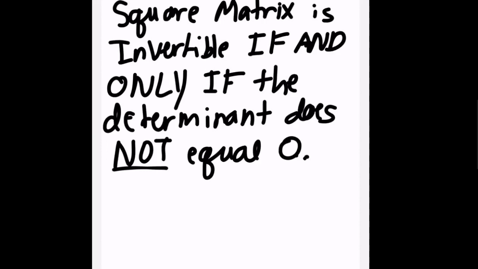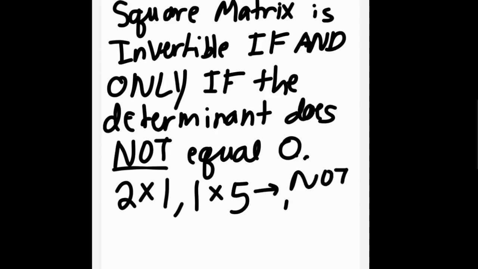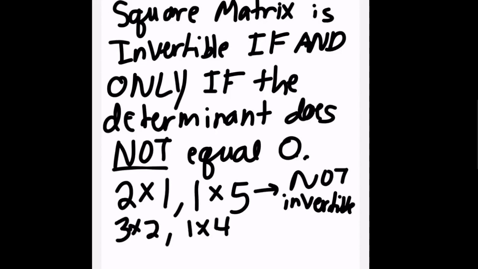Okay, so remember that a square matrix has the same number of rows and the same number of columns. So if a matrix has 2 rows and 1 column, or has 5 columns and 1 row, so it's a 1 by 5, then it is not invertible. A square matrix would be something like 2 by 2, 3 by 3, 4 by 4. But even if it's a square matrix, it doesn't automatically mean it's invertible. You have to check for the determinant first. So if it's like a 3 by 2, 1 by 4 matrix, then it's not invertible.